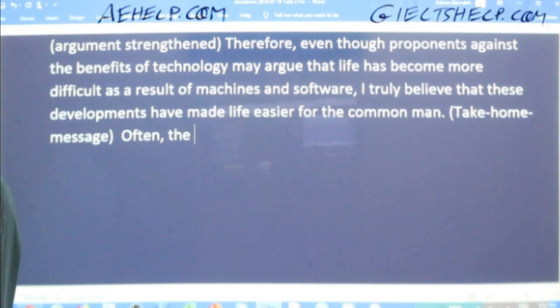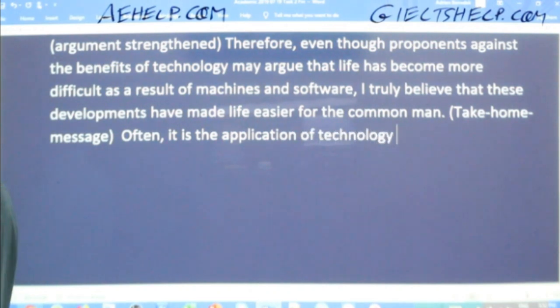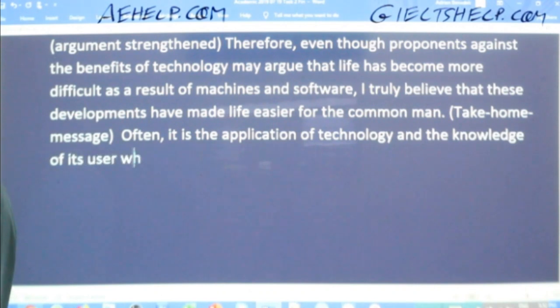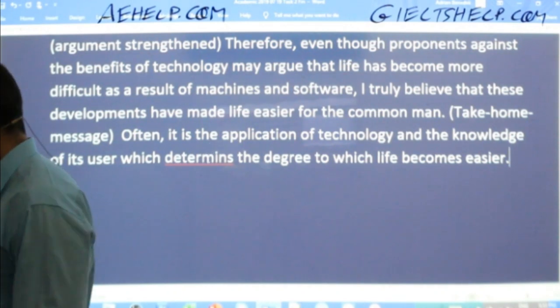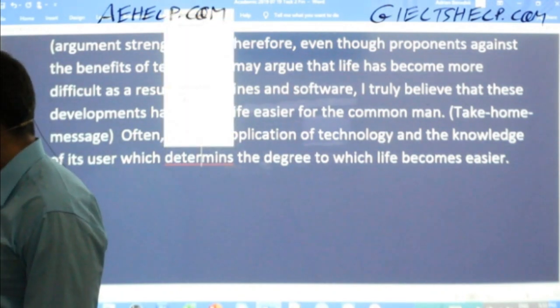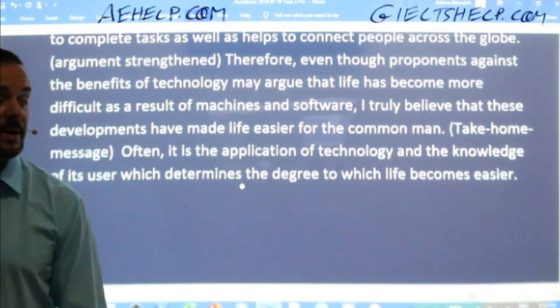Often, it is the application of technology and the knowledge of its user which determines the degree to which life becomes easier. All right. So that's my take-home message.